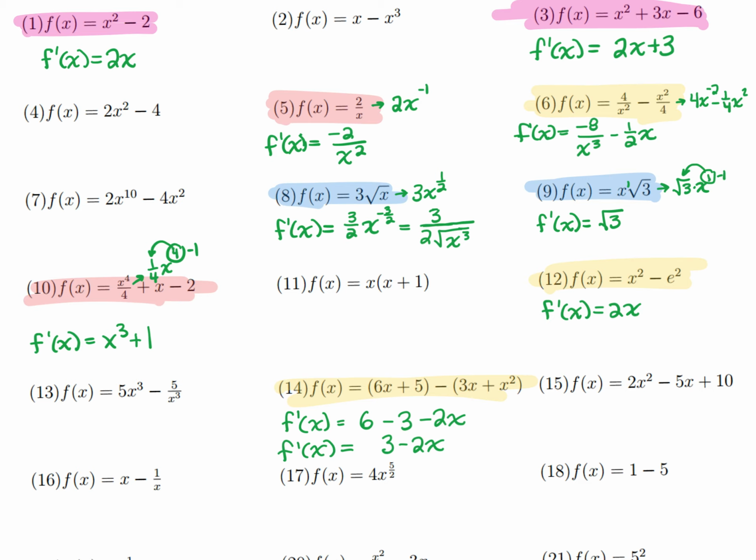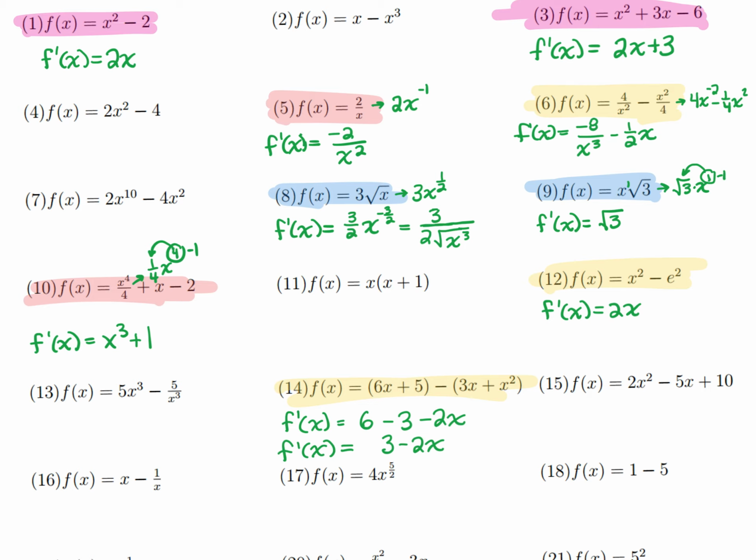Okay, so number 6, as I showed you up above here, we can see how we could rewrite 4 over x squared as 4 times x to the negative 2 power. And then we can rewrite x squared over 4 as 1/4 x squared. And then from there use our rule.